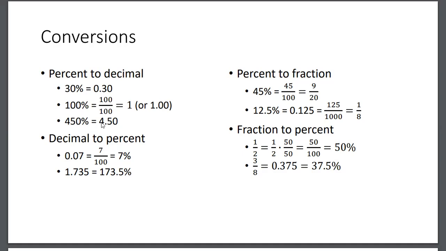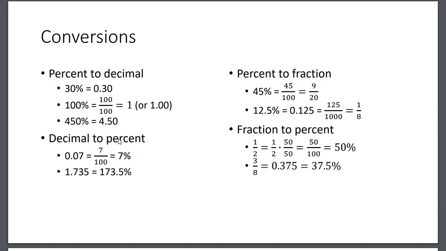Notice on that one that the decimal point on 450, we moved it 2 places to the left to get 4.50. The decimal point is moving 2 places. One place is dividing by 10, and the second place is dividing by 100.